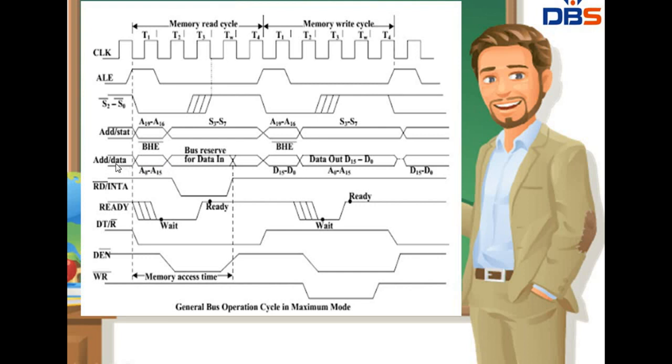See here, address or data: in T1 clock cycle we are enabling the address location, that is from A0 to A15, and during the T2 cycle it is tri-stating. It is in a tri-state module and it is acquiring data which needs to be transmitted or received. So during the T3 and T4 states, we are going to transmit the data, or read the data, or write the data.